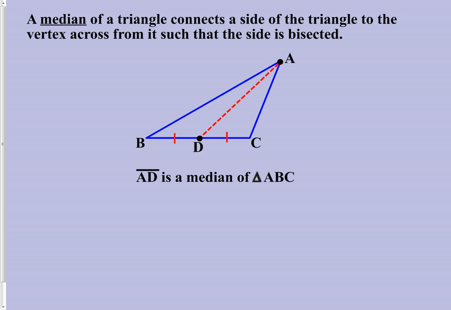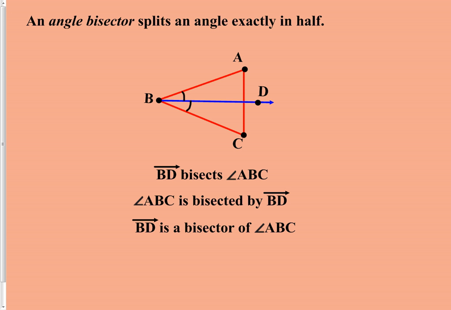This time we're worried about it connecting like a midpoint. It's going to bisect the side that it intersects with. That is what's called a median. Okay. Angle bisector is a term that we have seen before this year, and of course an angle bisector is going to chop an angle in half.